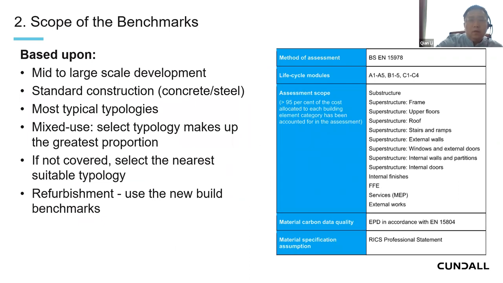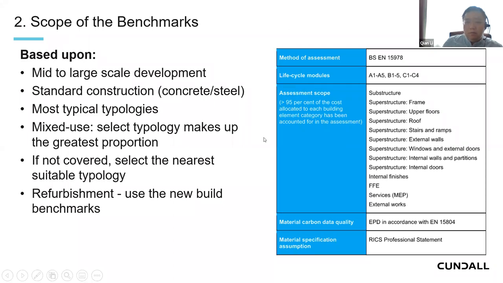As I said, for the scope of the benchmarks, we ask people to report modules A1 to A5, B1 to B5, and C1 to C4. Although B6 and B7 are not calculated based on this policy, you need to report them based on your BSIN result in your planning application anyway. But here we focus on materials, which are basically those modules we mentioned earlier. This is based on the RICS professional statement and what will be included at minimum. We have also provided a list of MEP elements you need to consider at a minimum.